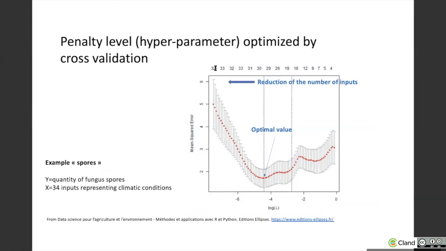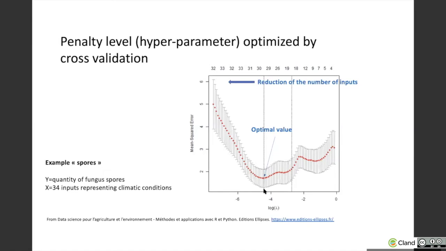You have here 32 non-zero coefficients out of 34, meaning that the regression model here, for this very small value of lambda, includes a large number of explanatory variables. So now, how to choose the best value of lambda, and then how to choose the best regression model? You simply have to look at the red points and select the red points corresponding to the smallest mean square error. The smallest mean square error will give you the optimal value of lambda leading to the most accurate prediction.